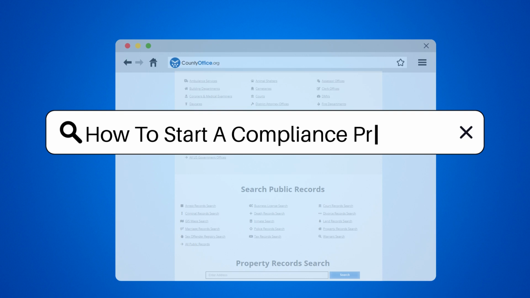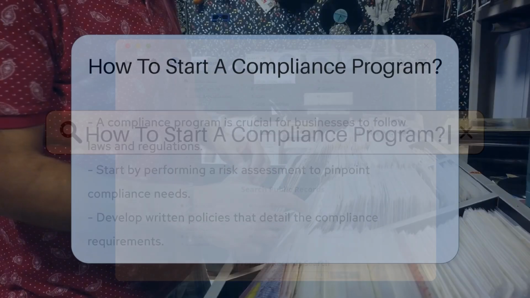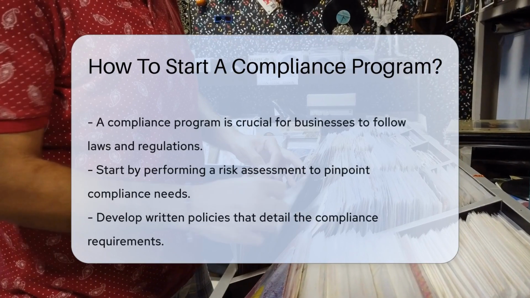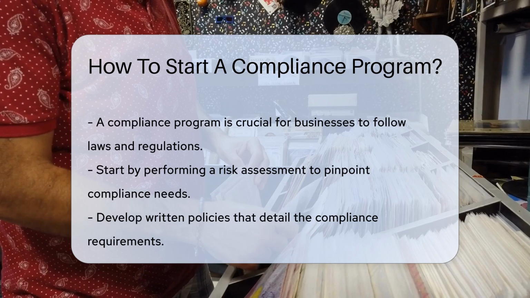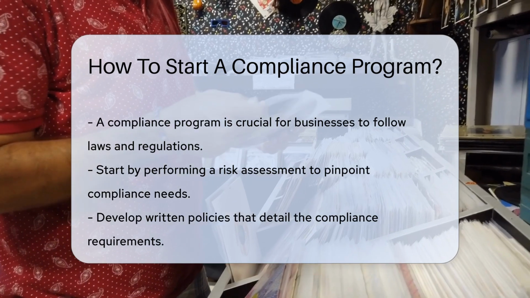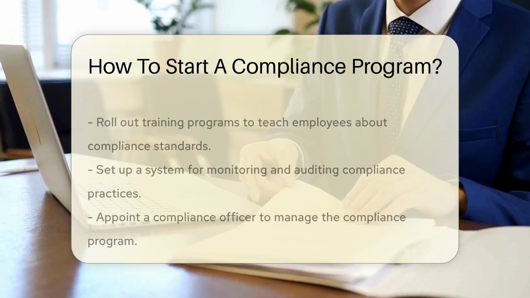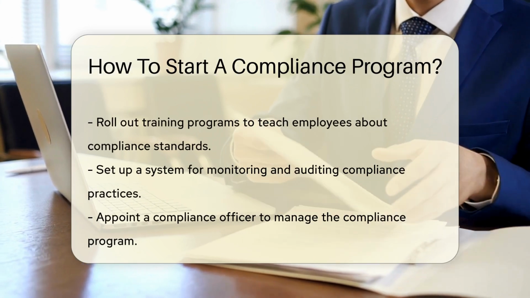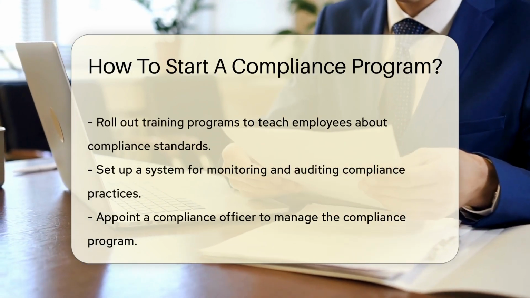How to start a compliance program. A compliance program is essential for businesses to adhere to laws and regulations. Begin by conducting a risk assessment to identify areas needing compliance. Create written policies outlining compliance requirements.